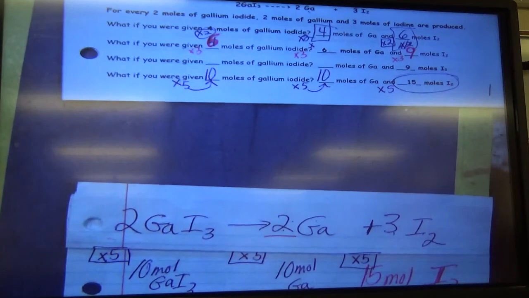Are you okay with it? Okay, so I want to make sure I'm not going too fast. I don't want to confuse anybody. This is the first part of the assignment, how to manipulate mole ratios.